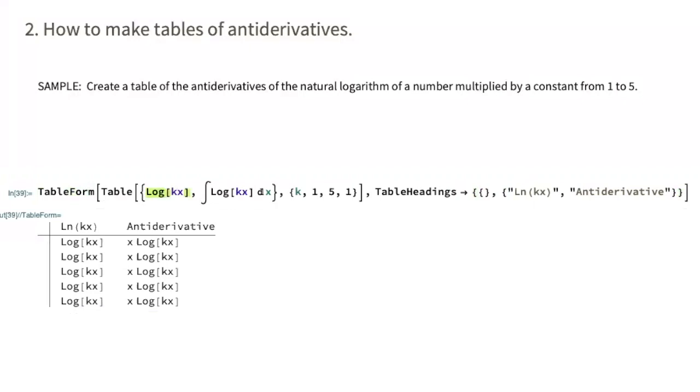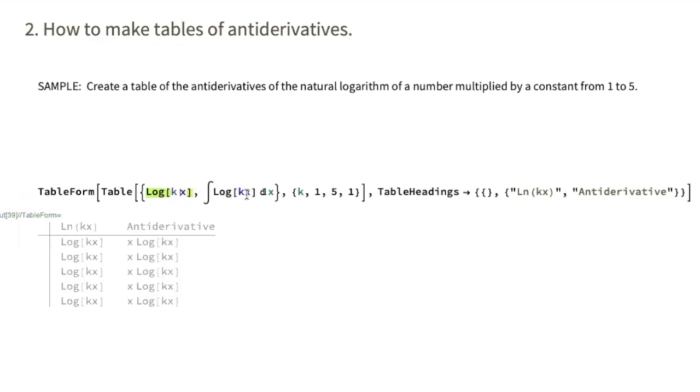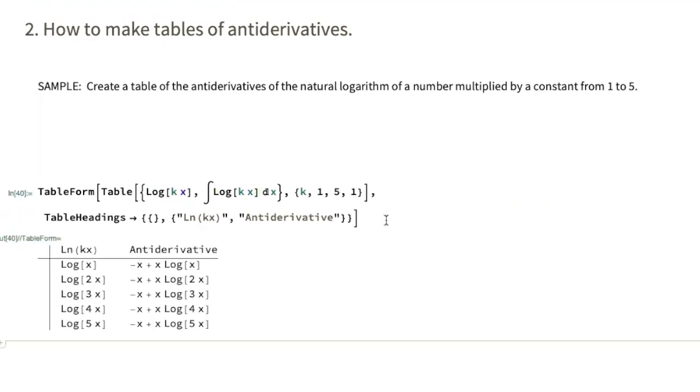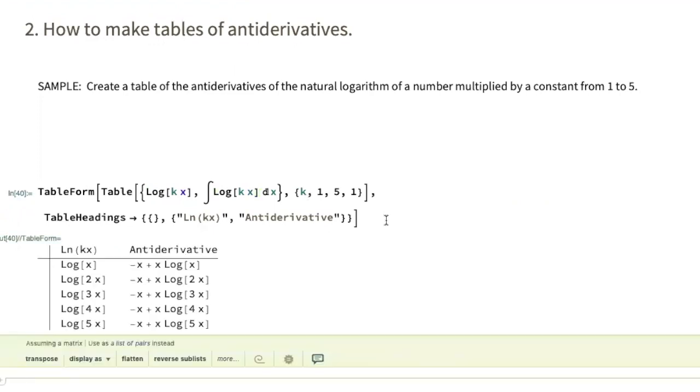Now if you notice, my k values didn't show up. It's just k across the board. That's because in my original command, in between the k and the x, I either need to put a multiplication symbol or I need to insert a space. There we go. Now I've got my k values being applied.